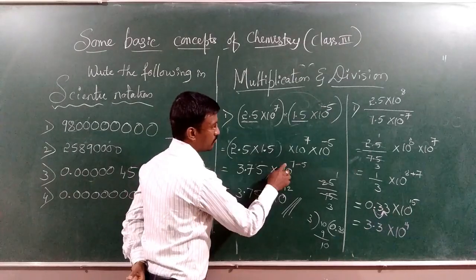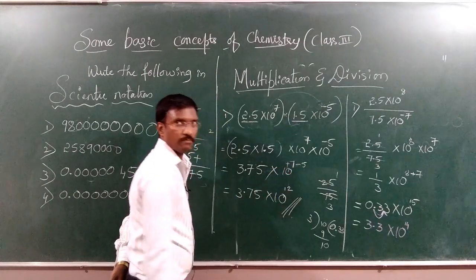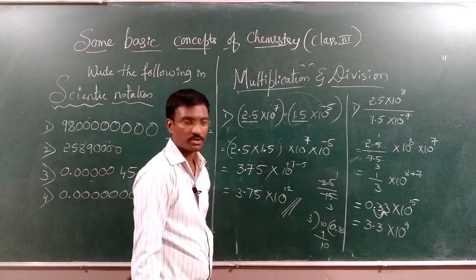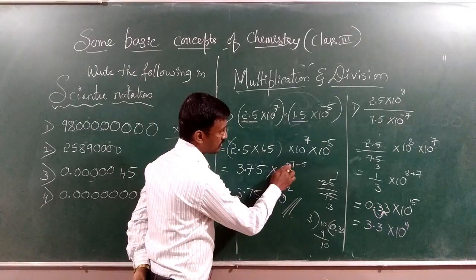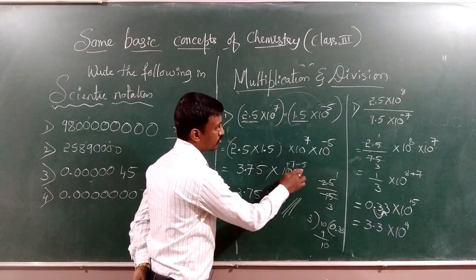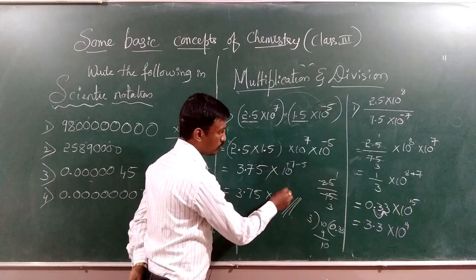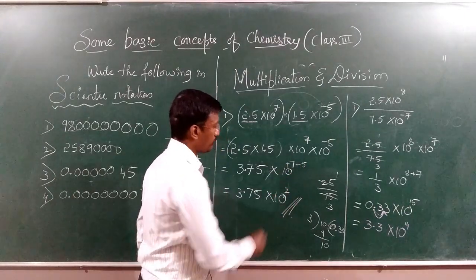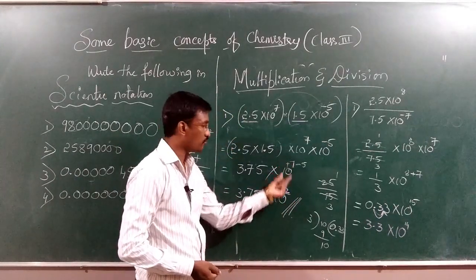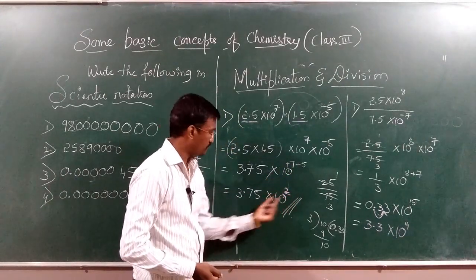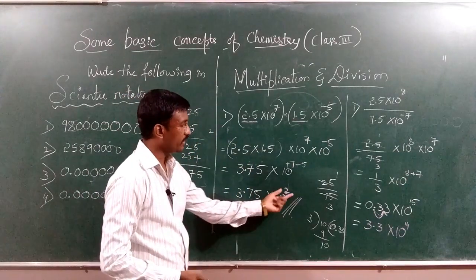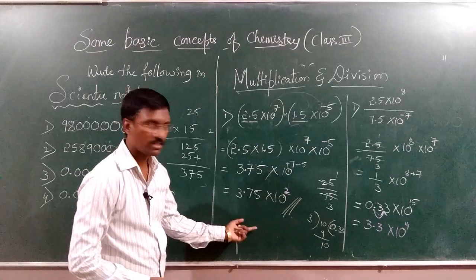7 minus 5, one is plus here, another one is minus here. Therefore, plus and minus means in order to do the subtraction, the greater number is 7. 7 carries a positive sign. Therefore, 7 minus 5 is nothing but 2. Here it is plus 2, because the greater number 7 is having the positive sign. Therefore, the value is 10 raised to plus 2. The remaining multiplication is as it is, 3.75 into 10 raised to 2. Are you getting this one?